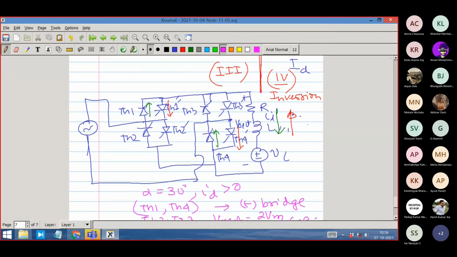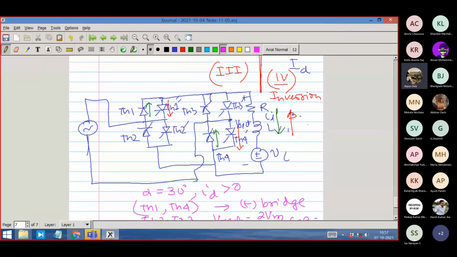But you are getting flexibility now. If alpha is less than 90 degree, you produce positive voltage and you can produce positive and negative current. When alpha is greater than 90 degree, you produce negative voltage, and you can produce current in either direction. So you are coming in both directions.